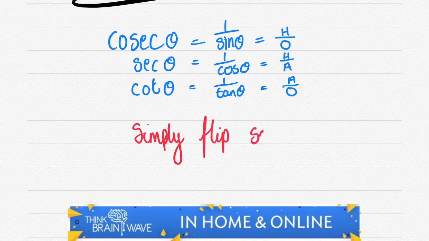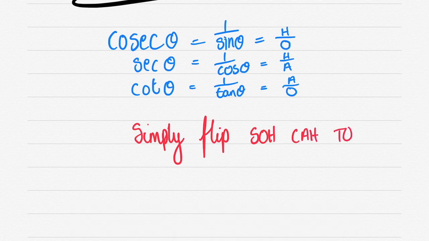Okay, so basically we simply flip the Sohcahtoa into S-H-O and C-H-A and T-A-O. I don't know how to say that. Sounds like shor, cha, and tau. Okay, shor, cha, tau. That could work.